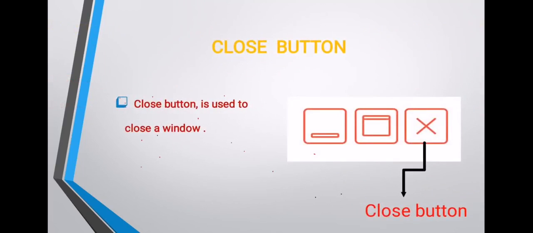The close button is used to close a window. I already said there is a difference between close and shut down. Close means we just close a particular thing, while shut down means it's fully closed. A particular window can be closed using this option. So there are 4 shortcut buttons. What are they? Minimize button, maximize button, restore down button, and close button.